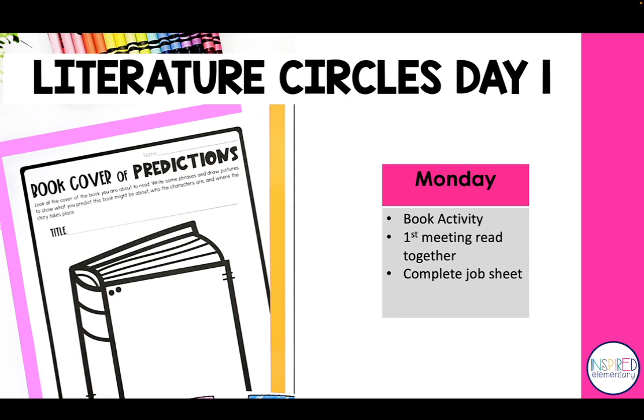They write phrases, draw pictures, and just start making predictions based on the cover of their book. Then students meet together in their literature circle group. They can share their book activity and what they think is going to happen. And then they have time to read their first section of text together. Now, I purposefully make this a smaller section of text, so it's a little quicker and easier for students to digest on day one. Then students go to their desks and independently complete their job sheet. This also allows me time to circle the room and answer any questions on that first day.